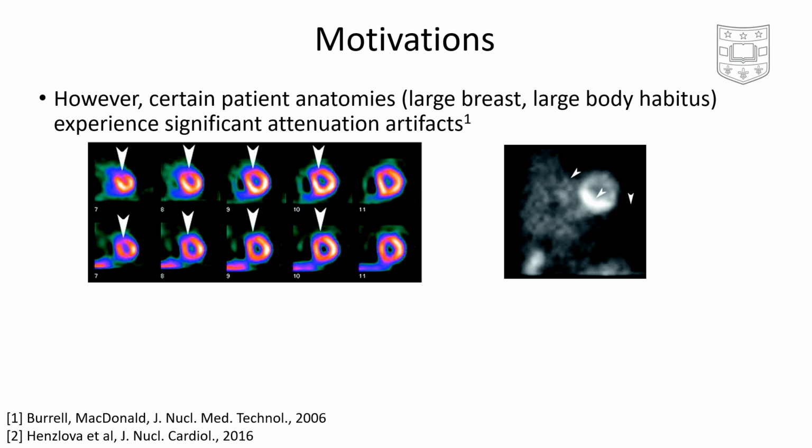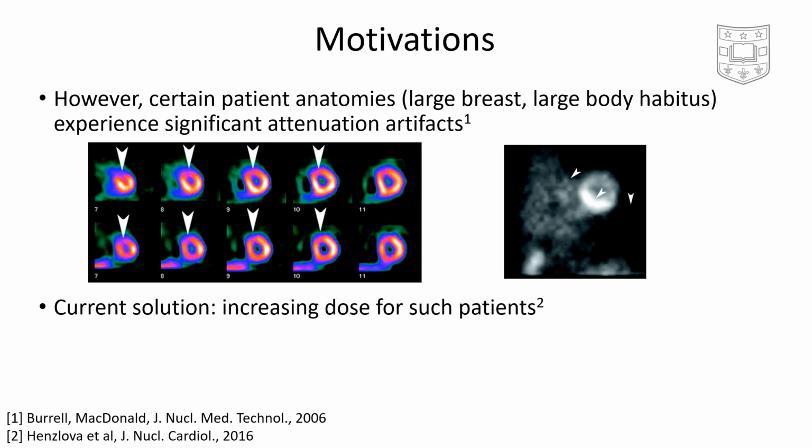In this context, however, it is known that certain patient anatomies, such as those with large breast volume or large body habitus, experience significant attenuation artifacts, as can be seen by this example of a female patient with a false anterior defect, with a breast shadow seen on projection data.